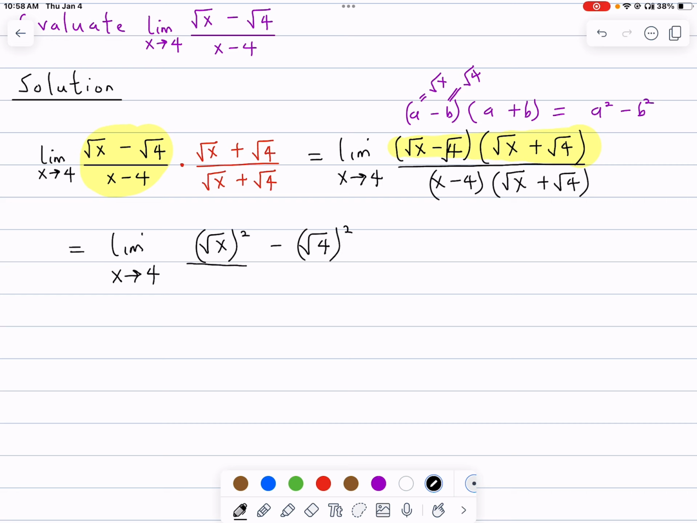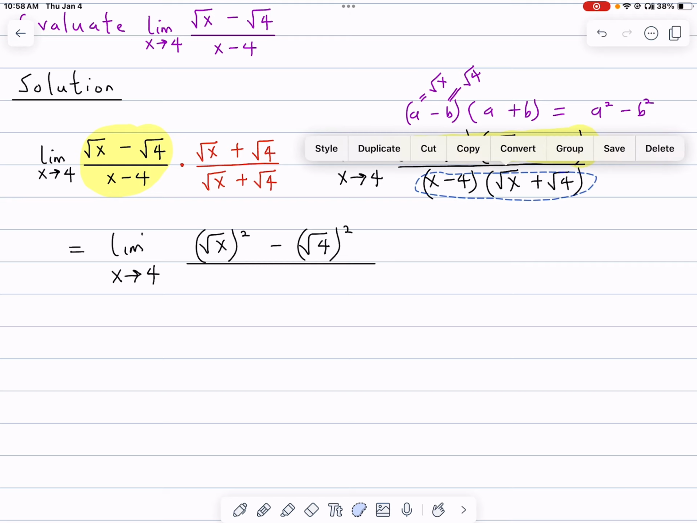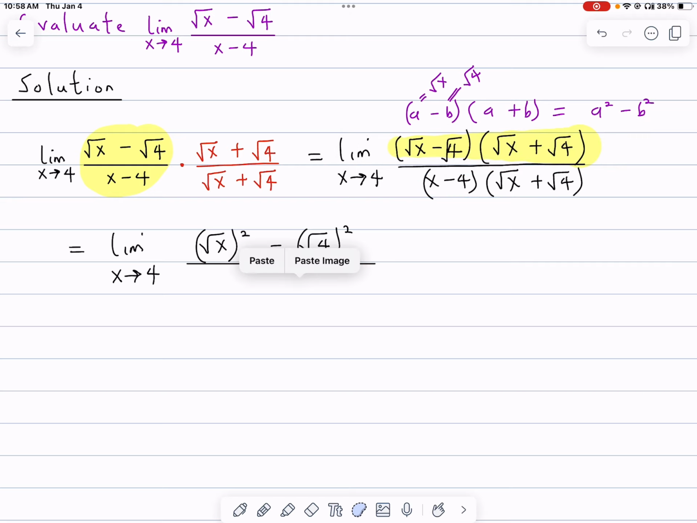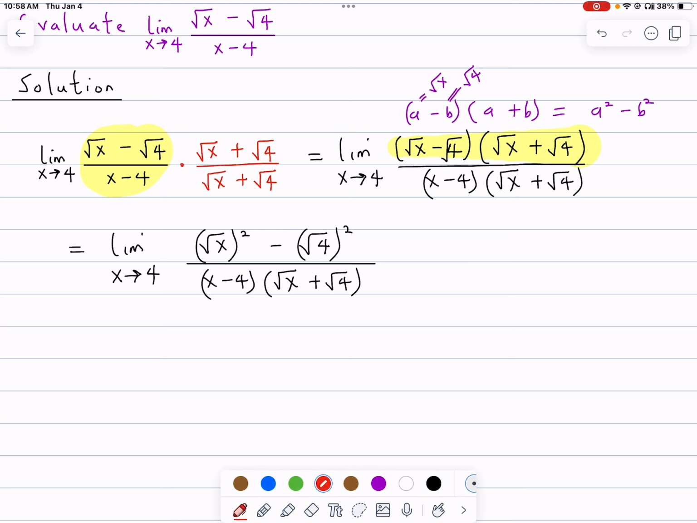Then I will just leave the denominator the way it is. And I'm getting somewhere by doing that. Now, the square can cancel the what? The square root. The square can cancel the square root. So what am I left with?